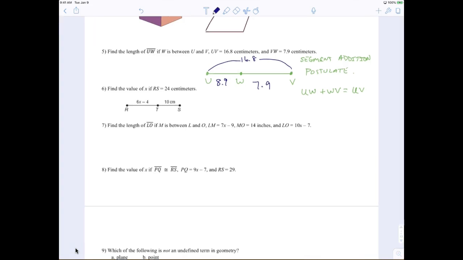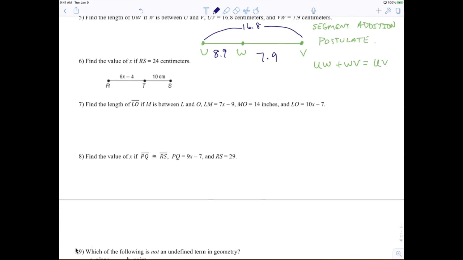Now here, for question number 6, it says RS is 24. So what do I know is true? Somebody write the equation. I'm listening. I really like that. RT plus TS equals RS. And that is called, again, the segment addition postulate. Simple as that. So now let's go ahead and write the equation. Somebody tell me.